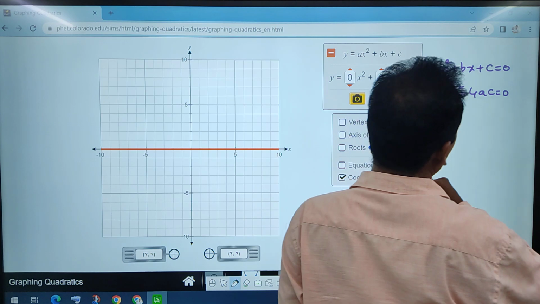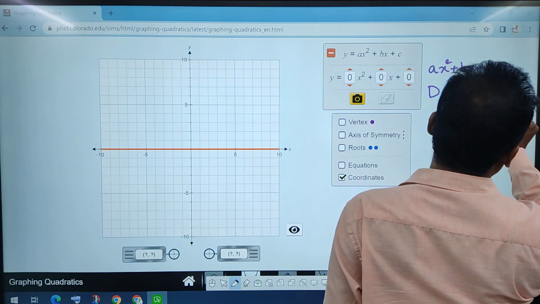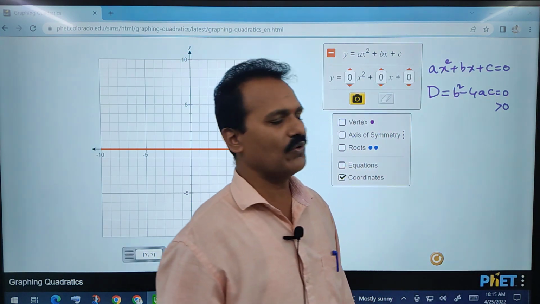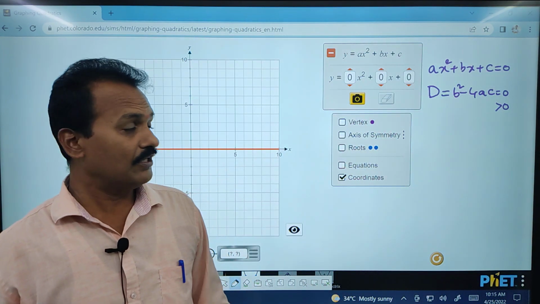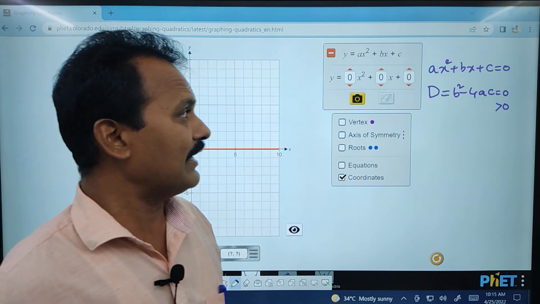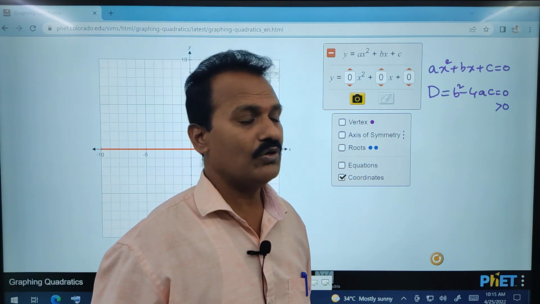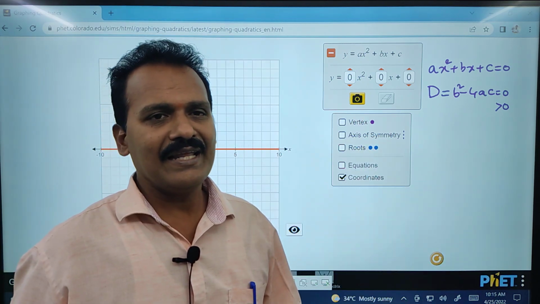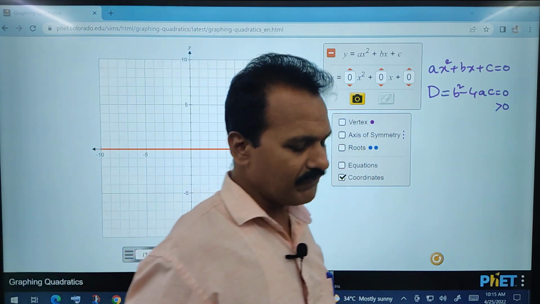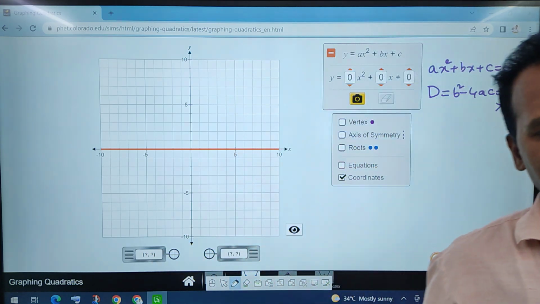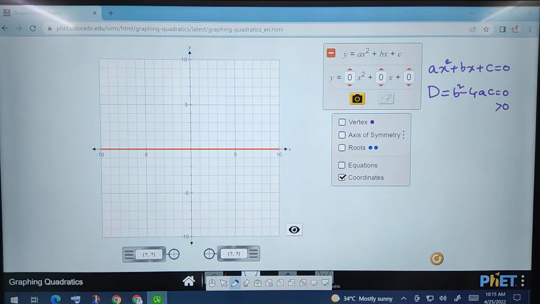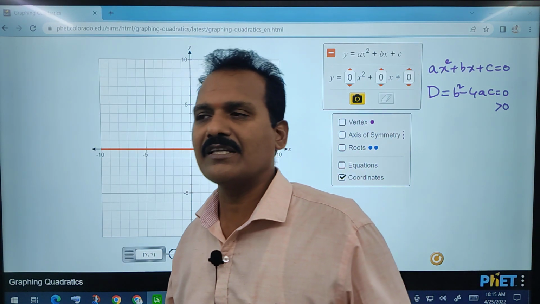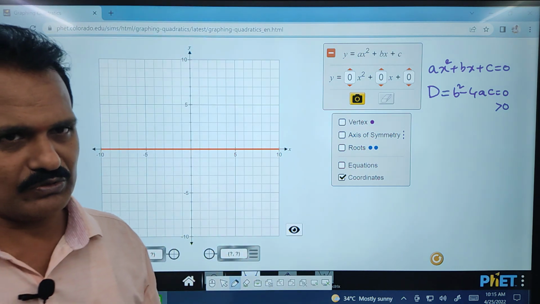In the second case, if the value of b² - 4ac is greater than 0, then the roots are real and distinct. So two different values will come. Distinct means different values. We will get two values, which should be real and distinct.